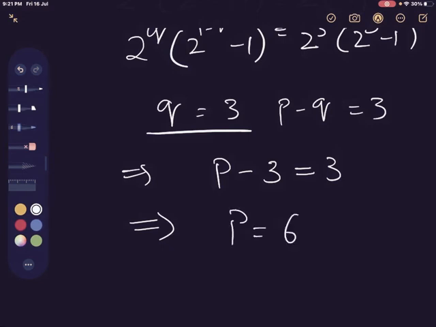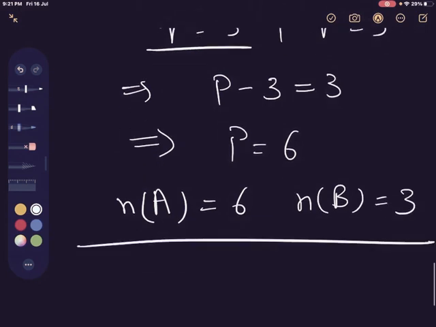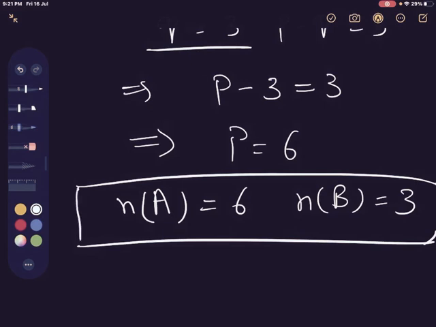So now I have got the values: the number of elements in set A is 6 and the number of elements in set B is 3. It's a beautiful application of this theorem on the number of elements of a power set. Isn't it good?